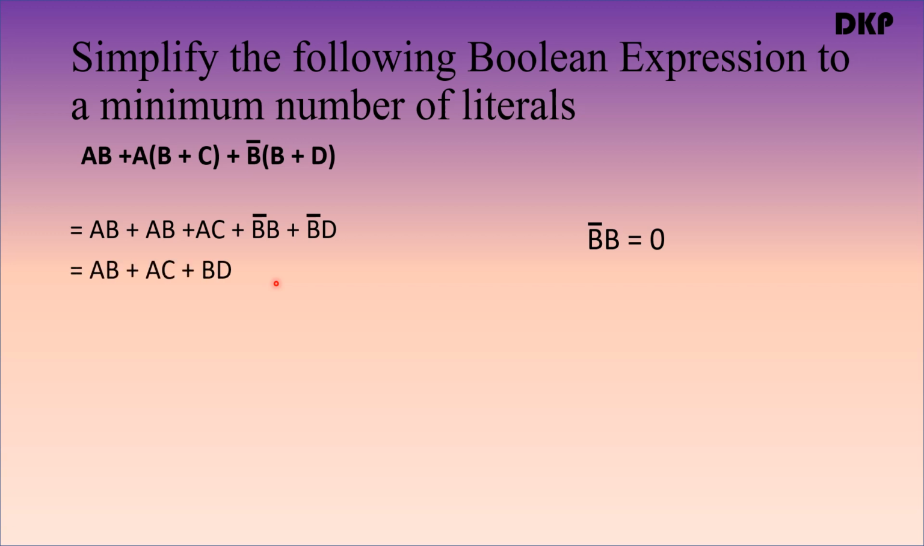So, in the next step, we have AB plus this AC, this term is written as it is, plus B bar D, because B bar B has been reduced to 0 and AB plus AB is reduced to AB. In the next step, we have A is common in the first and second term. Therefore, you can combine these terms and write as A into B plus C plus B bar D. So, this is the reduced Boolean expression or the simplified Boolean expression.